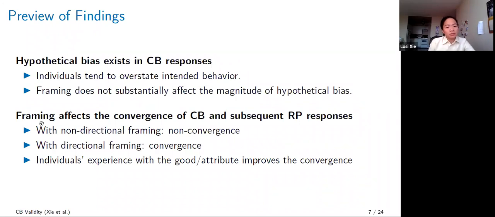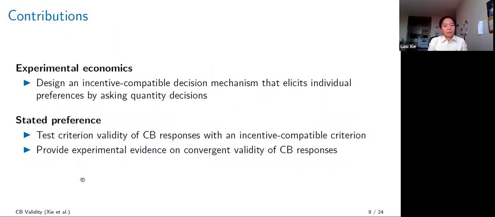Interestingly, we do find that framing would affect the convergence of CB and subsequent RP responses. And we also find that individuals' experience with the goods or attributes would improve the convergence. That is from a supplementary analysis. So this study makes 3 contributions to the literature.